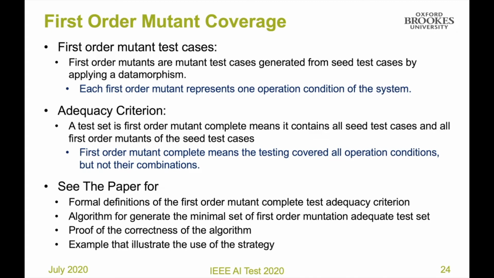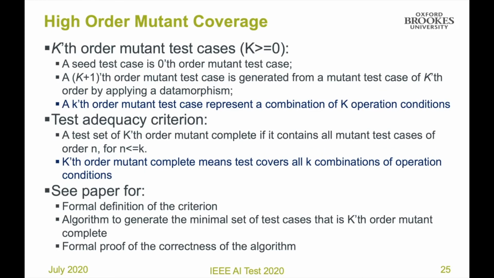In the paper, we have formally defined this adequacy criteria and proposed an algorithm for generating the minimal set of first-order mutant adequate test set. We proved the correctness of the algorithms, and there are also examples to illustrate the use of the strategy. First-order mutants do not cover all the combinations of the operation conditions. Therefore, we want high-order mutant coverage.